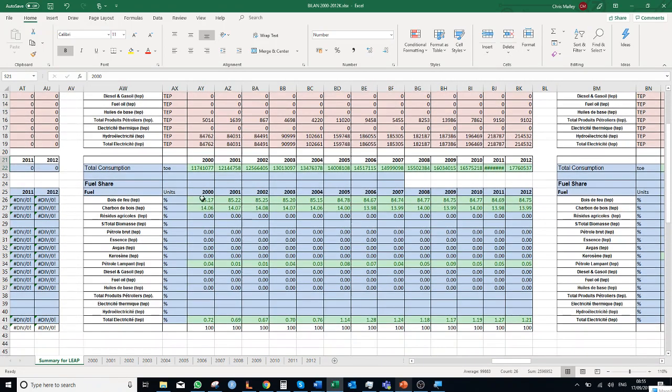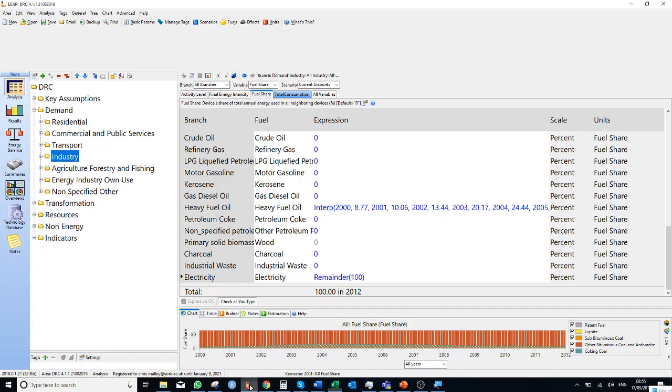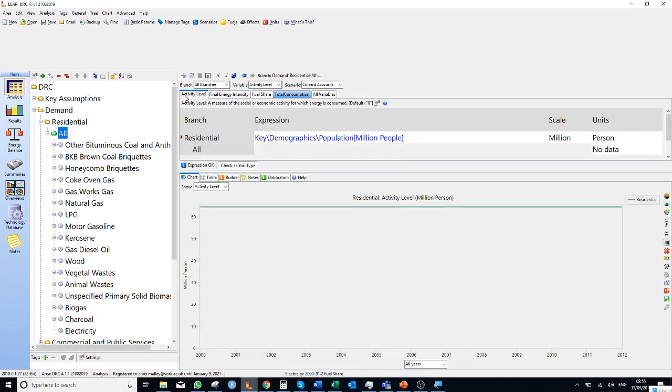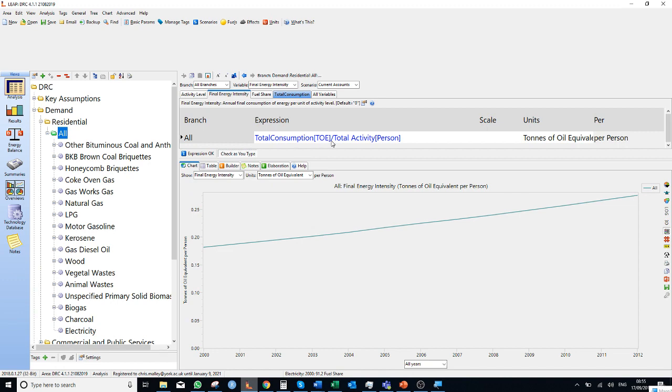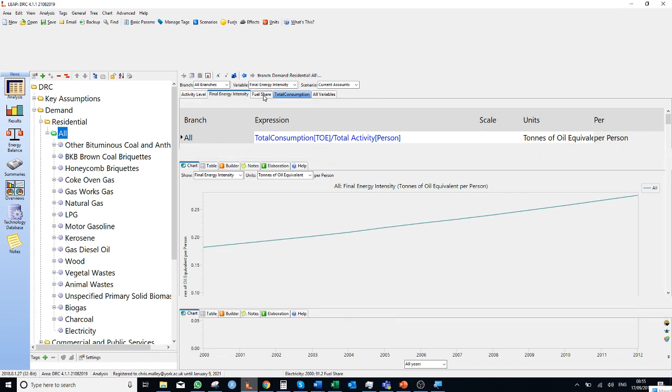Residential, I've got different types of fuels being used here. Bois de feu, charbon de bois. So I've got wood, I've got charcoal being consumed. I've got a little bit of kerosene, or pétrole lampant, and total electricity here. So I needed to enter all of those. If I go to residential and then all, again I've got my activity level. In this case it's the population, the number of people. Final energy intensity is calculated the same, don't need to worry about that.